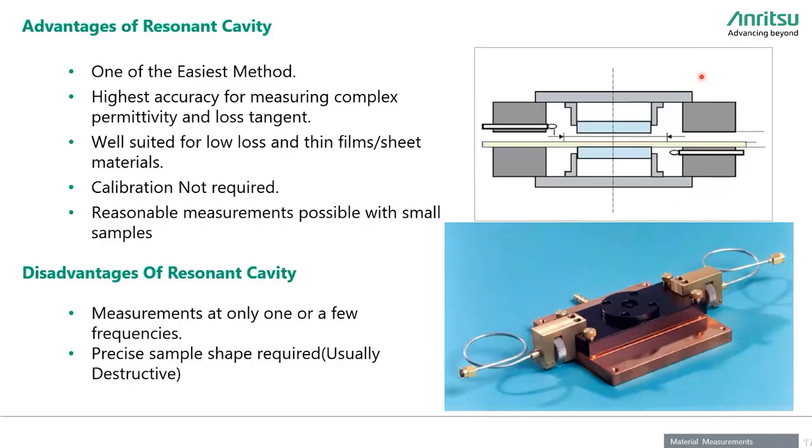Now there are some disadvantages associated with the resonant cavity. The major disadvantage, I'll say, is the frequency. It's not a broadband setup. These setups work either at one particular frequency, because it's a resonant frequency, or at a few frequency points. They do not work on broadband frequencies. Apart from that, the sample size and shape must be precise. That means it's destructive in nature, because we have to change the dimensions of the sample to accommodate it inside the cavity of the resonator.